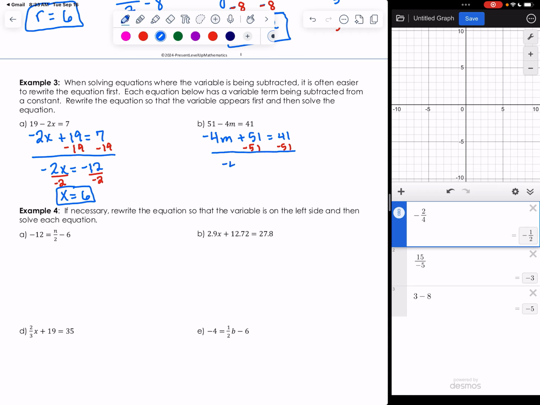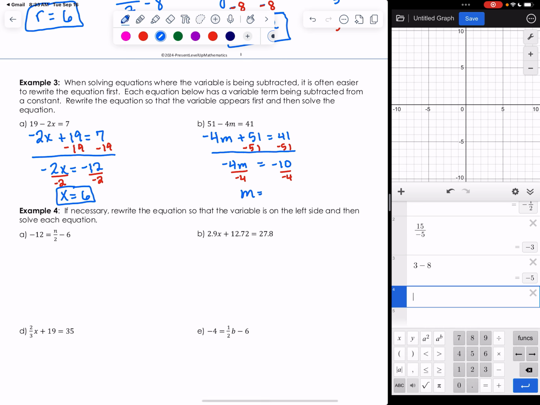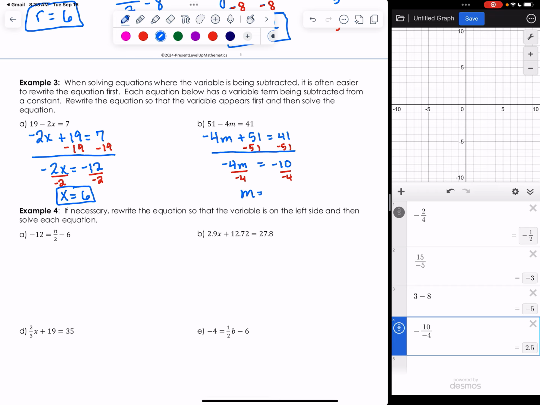And I got negative 4m equals negative 10. And then I divided both sides by negative 4. So negative 10 divided by negative 4 gives you 2.5. Now there was no decimal in my original equation, so I'm going to hit the fraction symbol and write my answer as a fraction, which is positive 5 over 2.